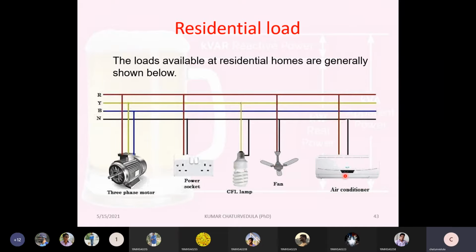Then in case of ACs also, I am trying to change the 1-star, 2-star air conditioners into 5-star air conditioners, also inverter based models of air conditioners. Then even the traditional motor is going to be replaced with an energy efficient motor. So that is how I am going to improve the power factor in case of residential load. But in case of commercial loads, we have to incorporate the capacitor bank.